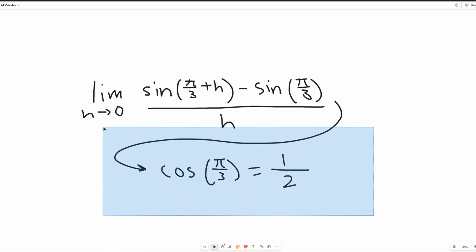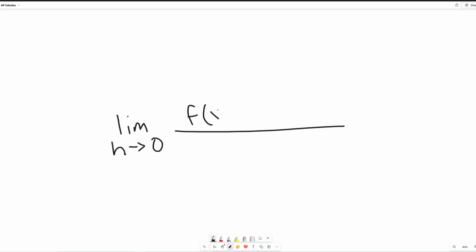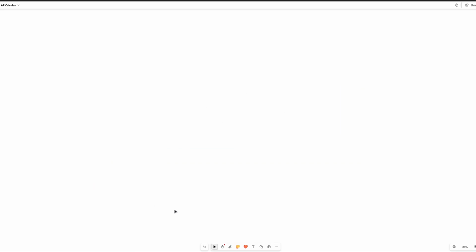So very often on the AP test, almost always, you will have some sort of limit definition of the derivative. Whether you get just a function and it asks you to find what this is, or more often, you will have some sort of constant of a function, like it will say sine pi over 3 plus h. And then that means find the derivative at that point, at pi over 3 in the last case. You have to keep that in mind always.